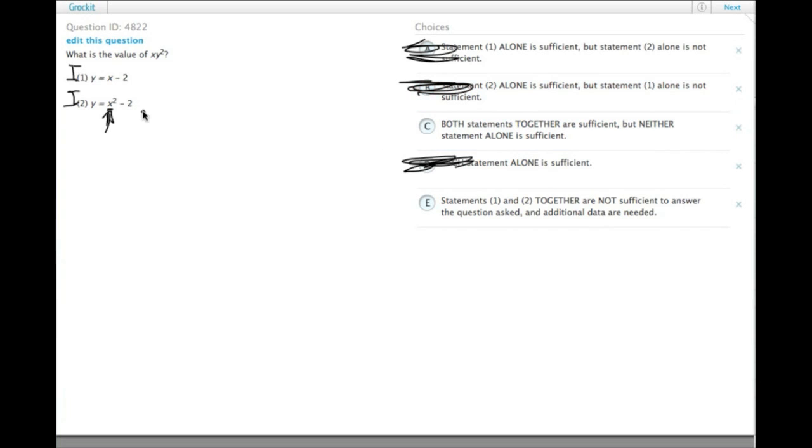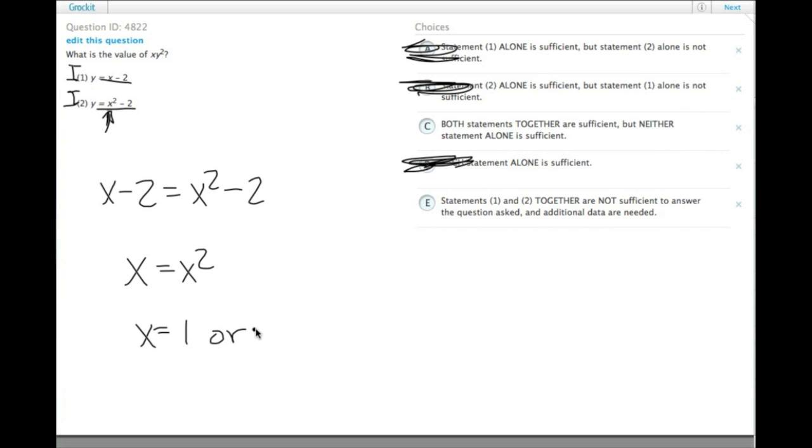In conjunction, we can actually do a little substitution because we have y equals x minus 2 and y equals x squared minus 2. We can turn it into an equation of one variable. x minus 2 then equals x squared minus 2. So then we can add 2 to both sides. We end up with x equals x squared. The only way that x can equal x squared is if x equals 1 or 0.